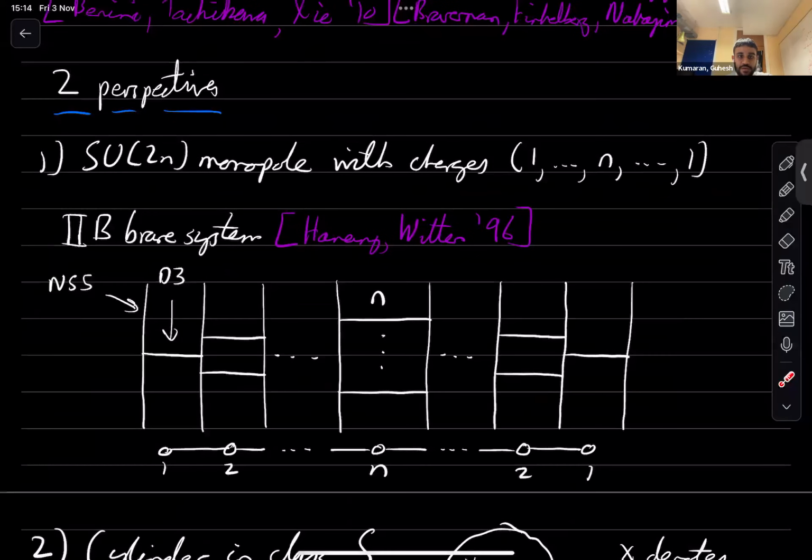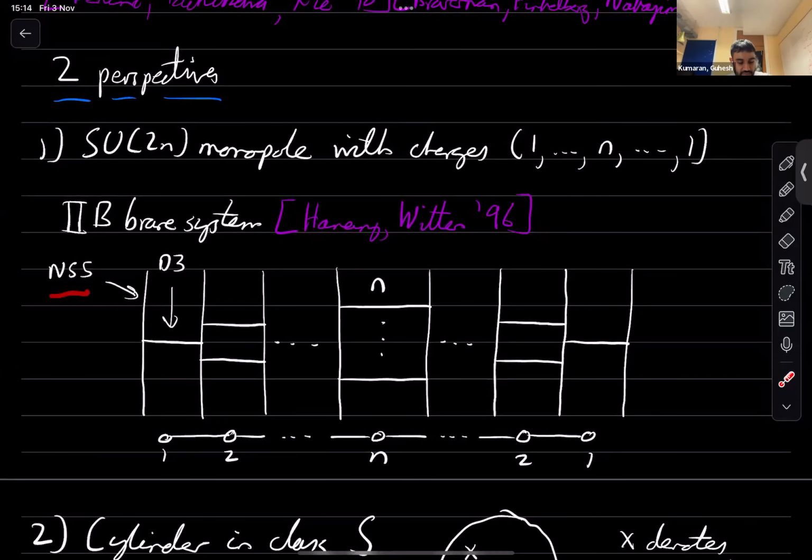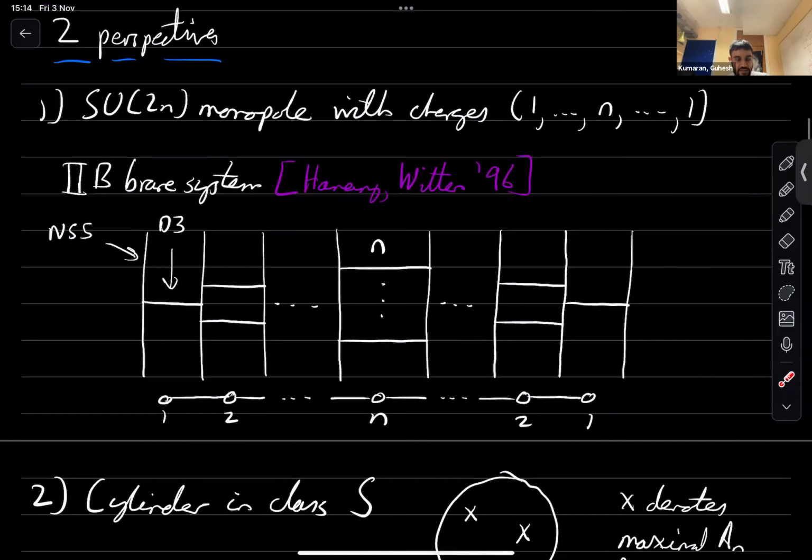One is that it's an SU2n monopole with charges 1 to n and back to 1. So if you draw the type 2B brane system, with my NS5 branes as the vertical lines and D3 branes on my horizontal lines, and you look at this from the perspective of the NS5 branes, you can see that it really is an SU2n monopole with charges 1 to 2 up to n and back to 1.